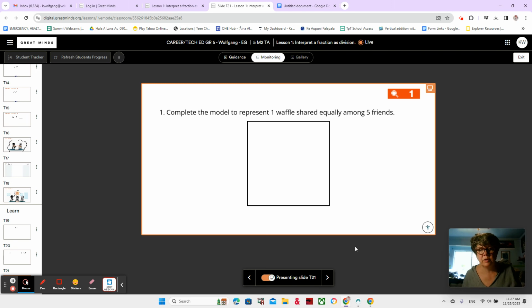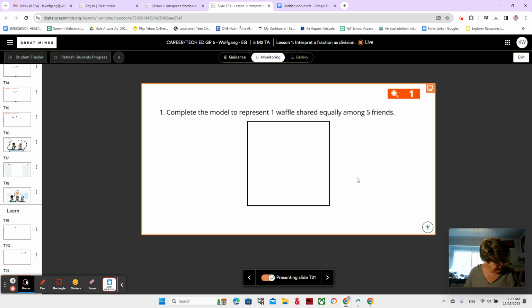Here we are in Module 2, Lesson 1, Video 2. And we're in the book on page 5, so please go to your book on page 5, and you'll see this problem. Complete the model to represent one waffle shared equally among 5 friends.